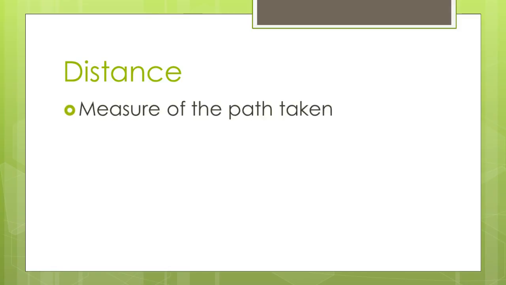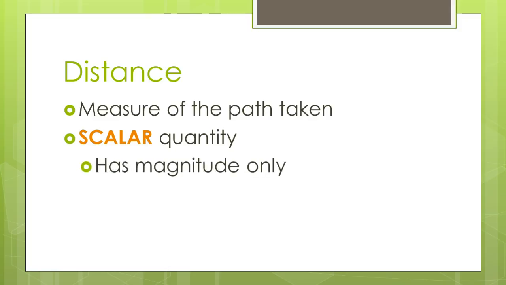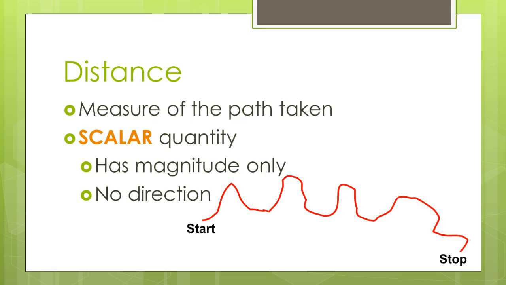You can think of distance as the measure of the path taken. If I walk 4 blocks, I can walk 4 blocks in any direction. If I walk 2 blocks forward, 2 blocks backward, I just walked a total of 4 blocks. It's a scalar quantity. Direction doesn't matter, it only has magnitude. So we have our start, we have our stop. Every twist, every turn, every back, every forward is accounted for. Every single step. Something like a Fitbit would be an example of your distance.